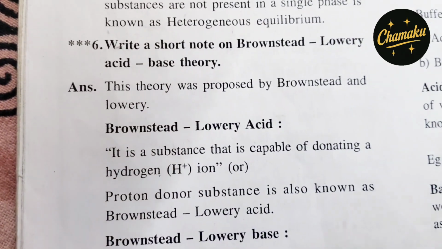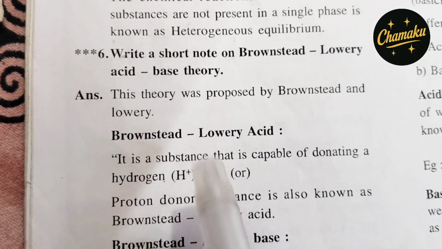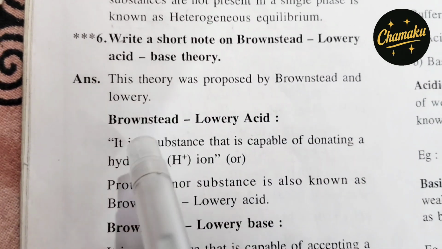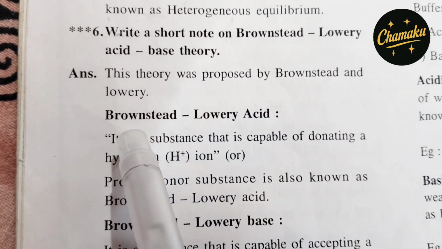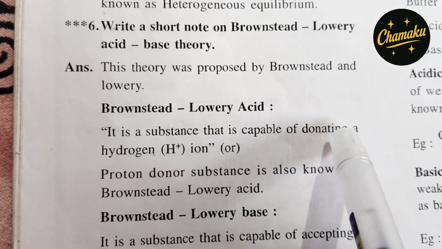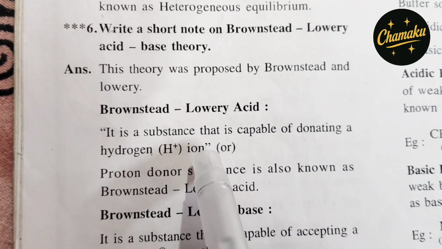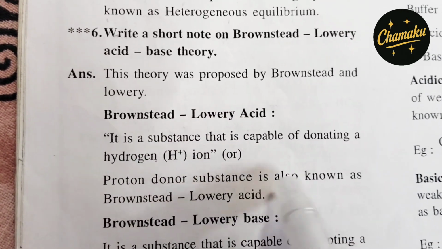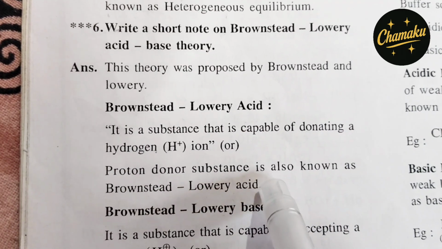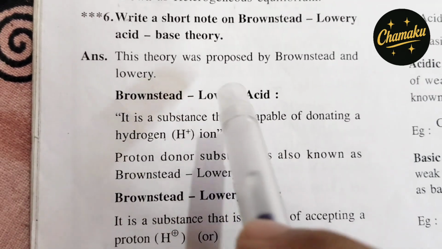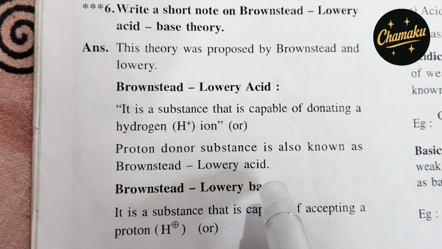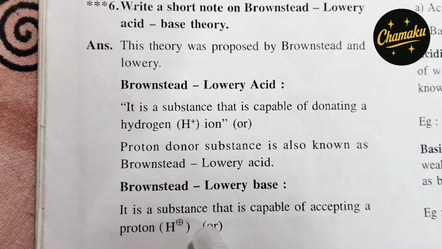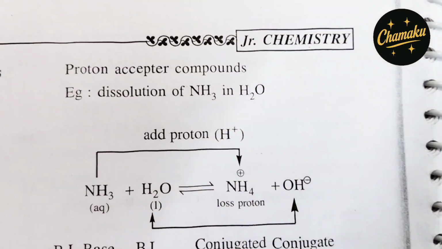Next one, write a short note on Bronsted-Lowry acid-base theory. This theory was proposed by Bronsted and Lowry. Okay, Bronsted-Lowry acid. It is a substance that is capable of donating a hydrogen H plus ion or proton. Proton donor substance is also known as Bronsted-Lowry acid. Bronsted-Lowry base. So this is about Bronsted-Lowry acid. Now this is about base. Okay, it is a substance that is capable of accepting a proton H plus or proton acceptor compound.